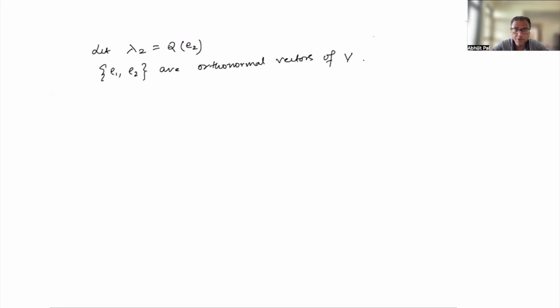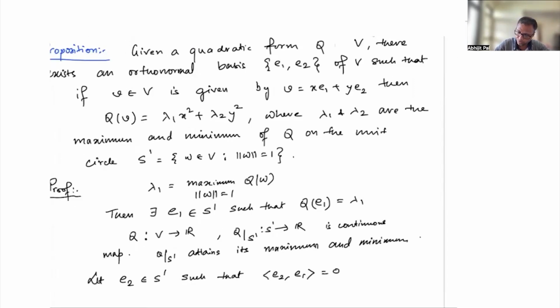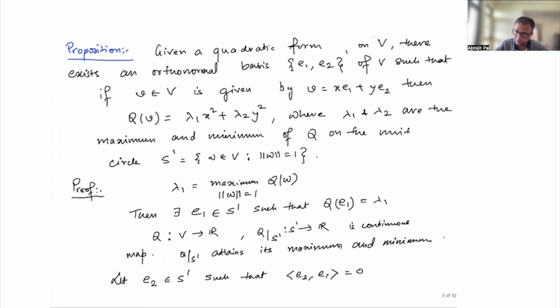So here I have to assume one thing. The dimension of this vector space is equal to 2, because I will be dealing with tangent spaces, which are of dimension 2. So in the hypothesis, let us assume the dimension of V to be equal to 2.